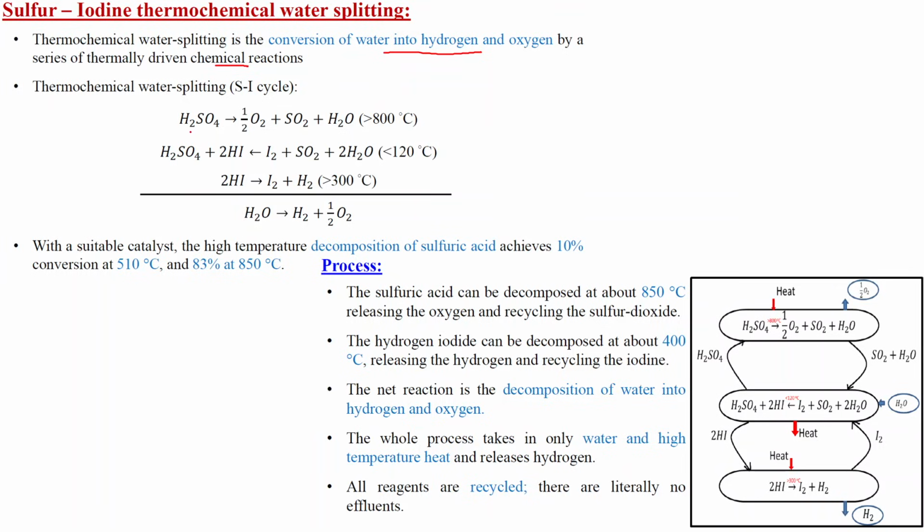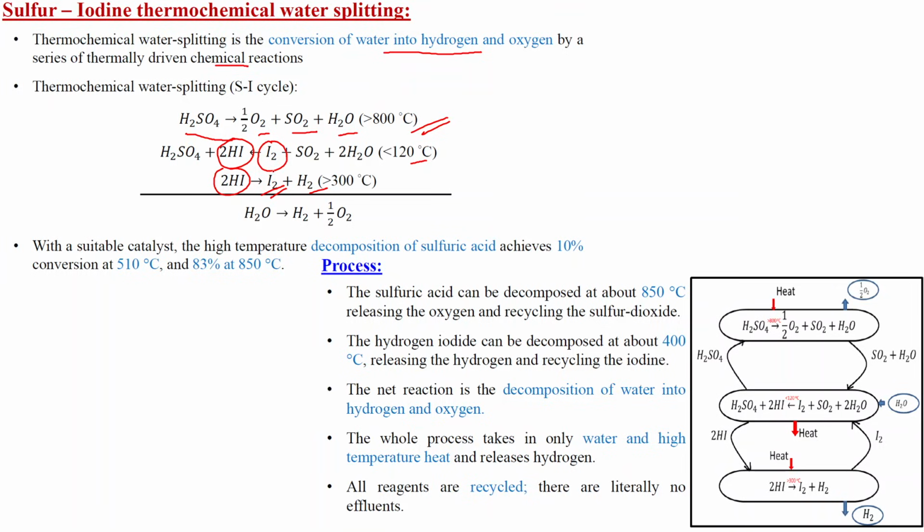Firstly, sulfuric acid is split into sulfur dioxide, water, and oxygen. This reaction takes place at a higher temperature of more than 800 degrees C. Further, the sulfur dioxide and water are reacted with iodine at a lower temperature of less than 120 degrees C. When it reacts with the iodine, it produces sulfuric acid and hydrogen iodide, and this hydrogen iodide is further split to produce iodine and hydrogen.